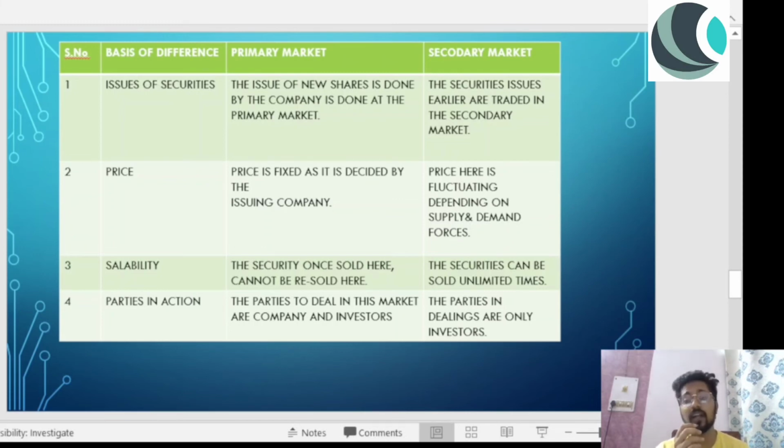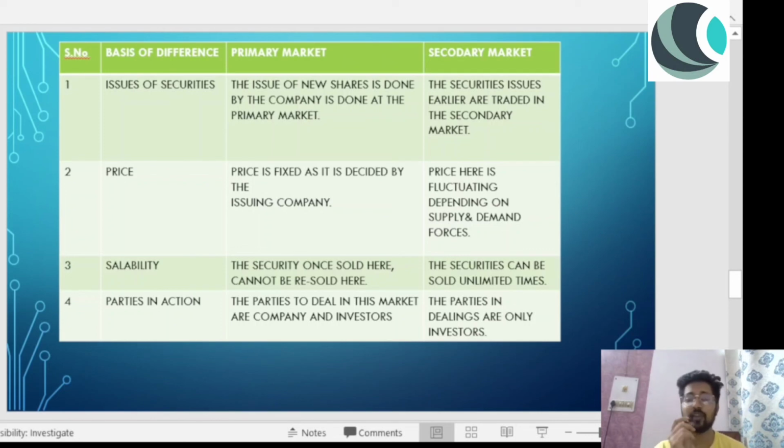Second, the price. The price is fixed, as decided by the issuing company in primary market. While in secondary market, price is dependent upon the fluctuating demand and supply forces. Third is the saleability. The securities which are once sold in primary market cannot be sold there again because it's a one time affair. While in secondary market, the securities can be sold unlimited times, right? Lastly, the parties in action. The parties to deal in primary market are companies and investors. The parties in secondary market are only investors. So these are the basic differences between primary and secondary market.